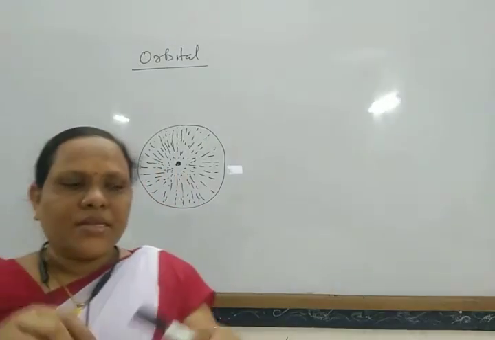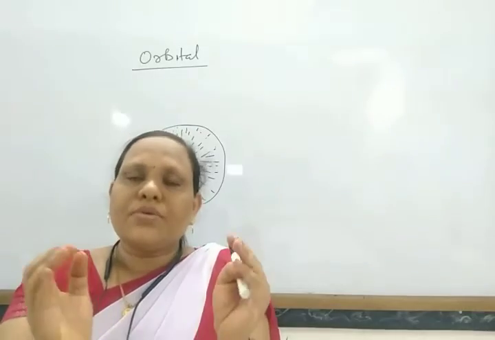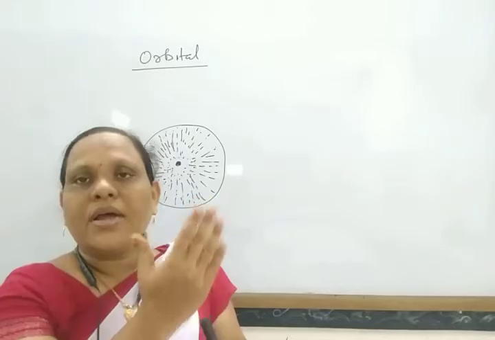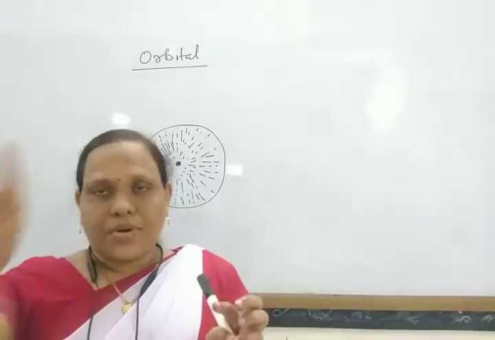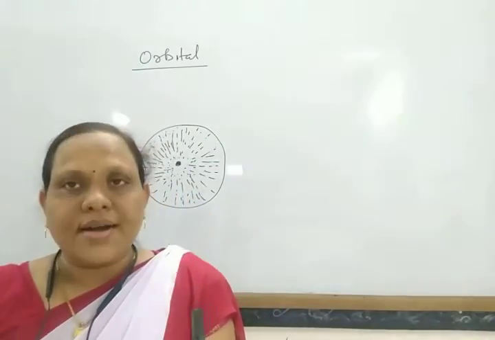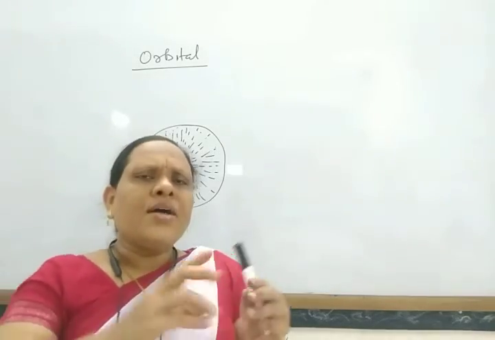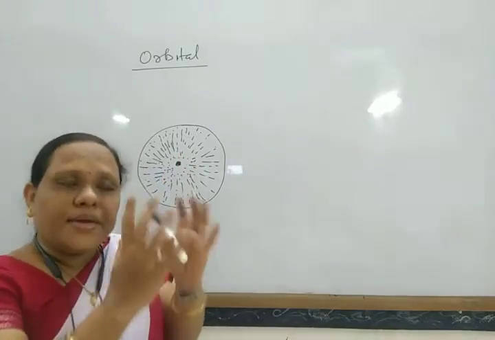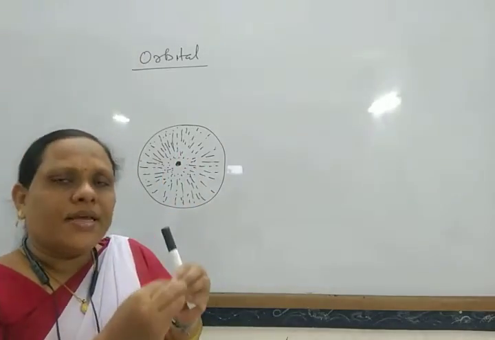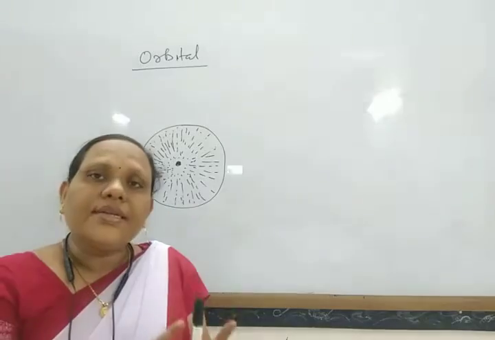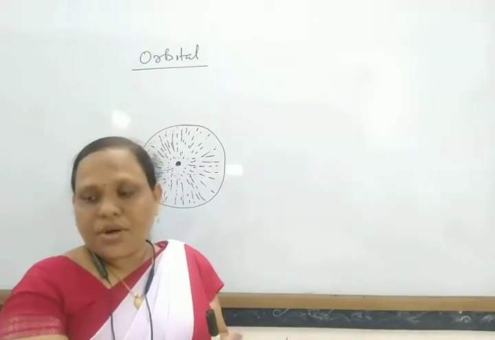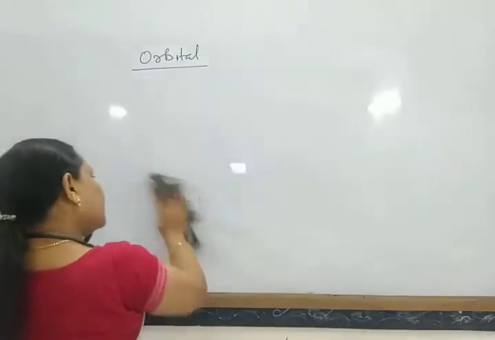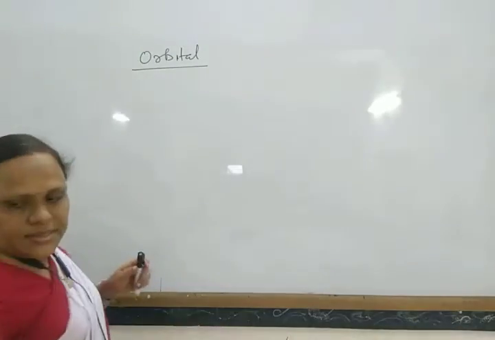So, when you think of a circle, consider a football. When you look at a football in 2D form, it looks circular, but actually it is spherical. In this way, the orbital is 3D. It is spherical, that means it is 3-dimensional. The orbitals are also 3-dimensional in nature. So what is orbital? It is the region around the nucleus.